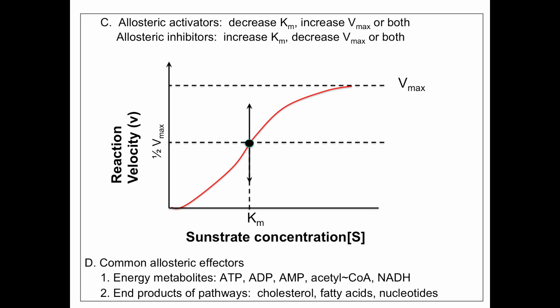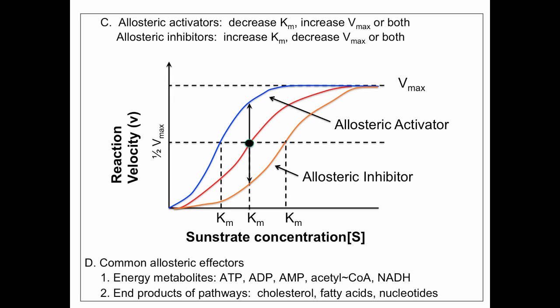In the presence of an allosteric activator, we see that the curve shifts. There's a decrease in Km, an increase in Vmax, or possibly both. Whereas in the presence of an allosteric inhibitor, we see that the curve shifts down and to the right. Allosteric inhibitors generally increase the Km, decrease the Vmax, or both. Some common allosteric effectors include energy metabolites such as ATP, ADP, AMP, acetyl-CoA, or NADH, or as I mentioned a moment ago, end products of pathways, for example cholesterol or fatty acids or nucleotides.